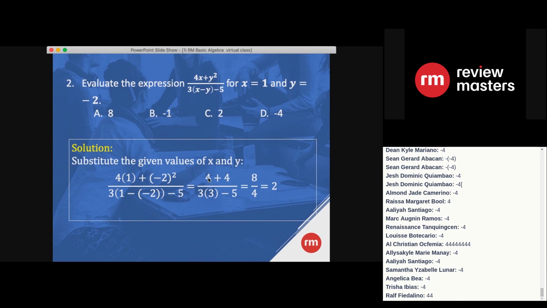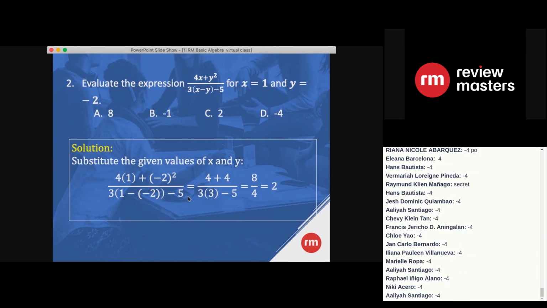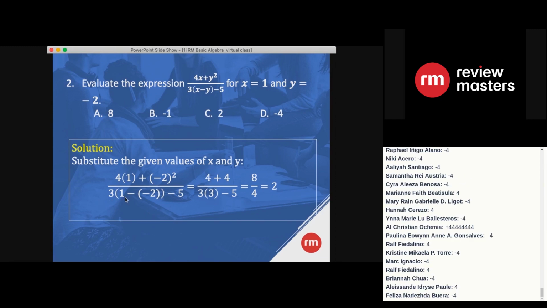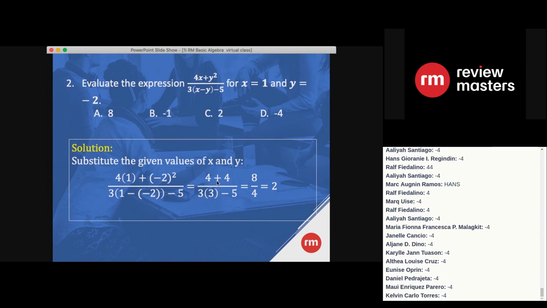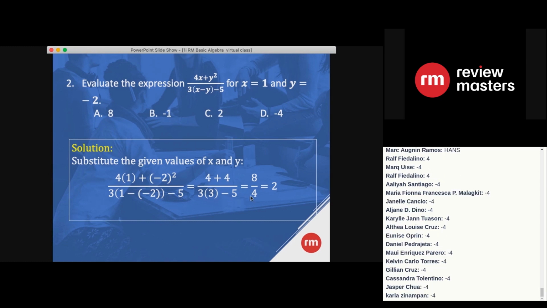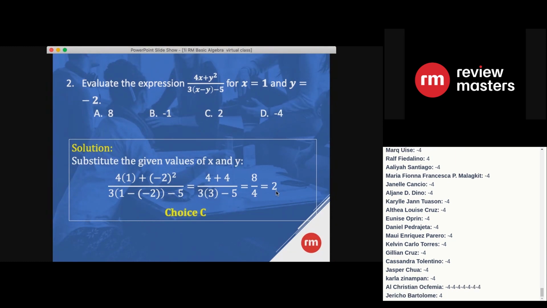So 4 times 1 is 4. Negative 2 squared is positive 4 all over 3 times 1 minus negative 2. So that would be 1 minus negative 2 is 3 times 3 minus 5. So 4 plus 4 is 8. 3 times 3 is 9 minus 5 is 4. So the answer is 2, and that is choice letter C. Okay, many got it correct. I saw your answers there.